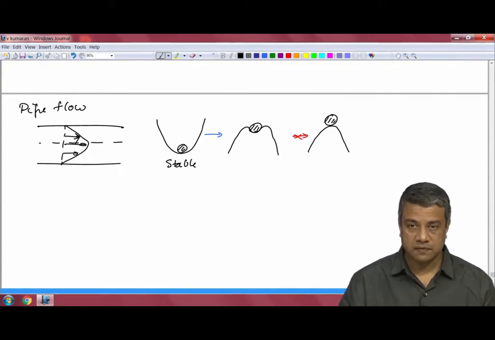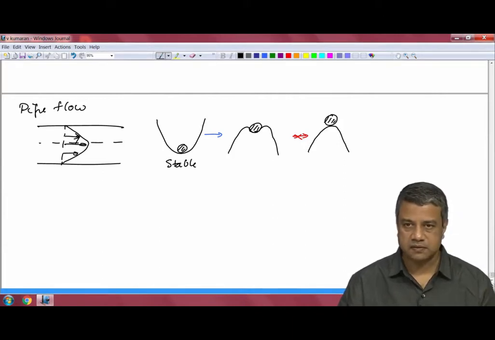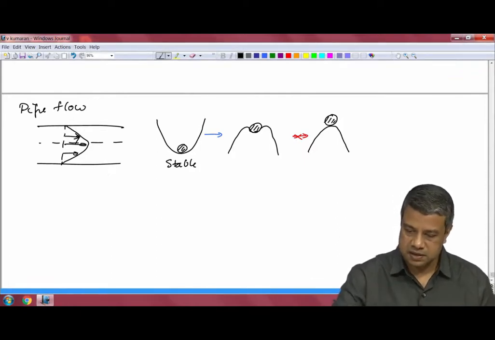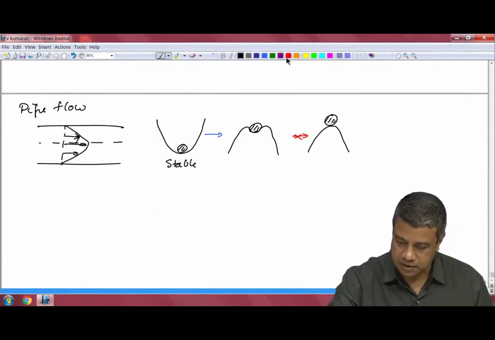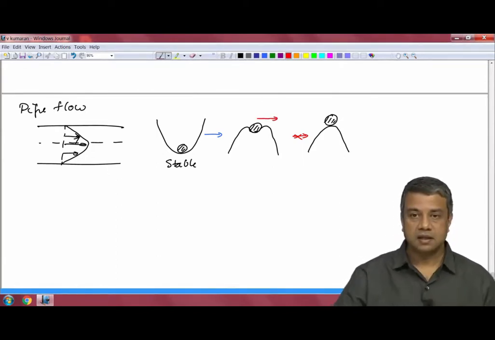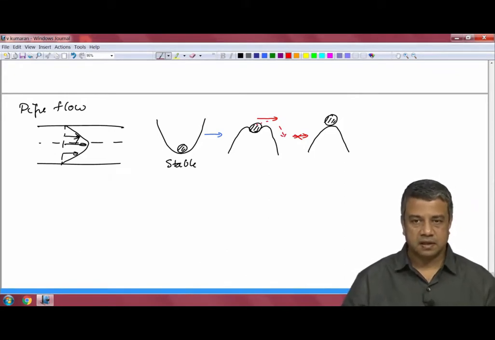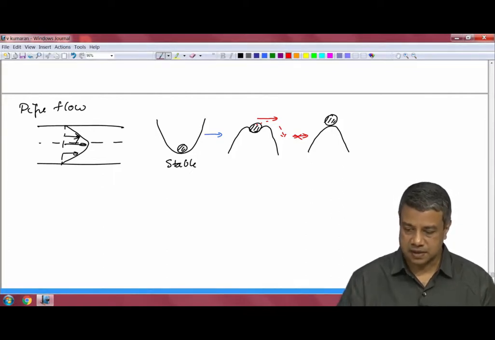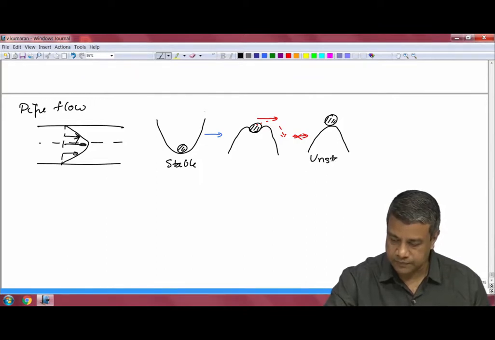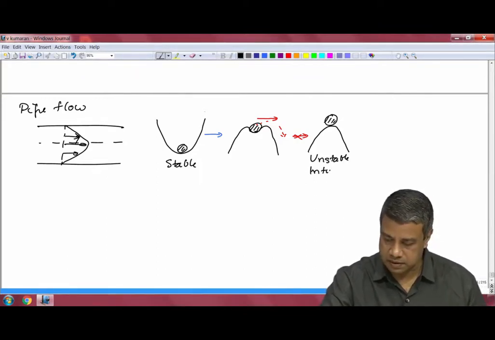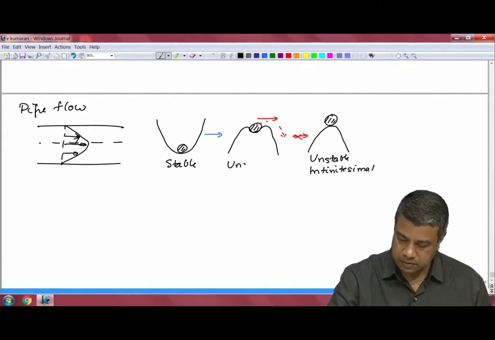What it means is that the laminar flow is stable for all Reynolds numbers. The laminar flow continues to be stable for all Reynolds numbers. However, this is unstable to finite amplitude perturbations. In other words, if I increase the disturbance beyond a certain value, this will go to some other state. If the disturbance is infinitesimal, it is going to remain in that state. It never goes to an unstable state. So, this is an unstable state. This is unstable to infinitesimal. This is unstable to finite amplitude.